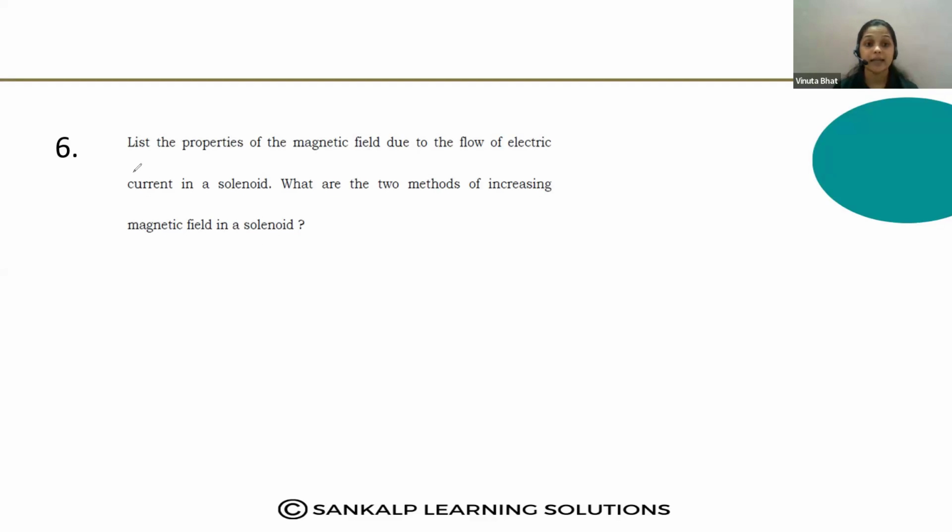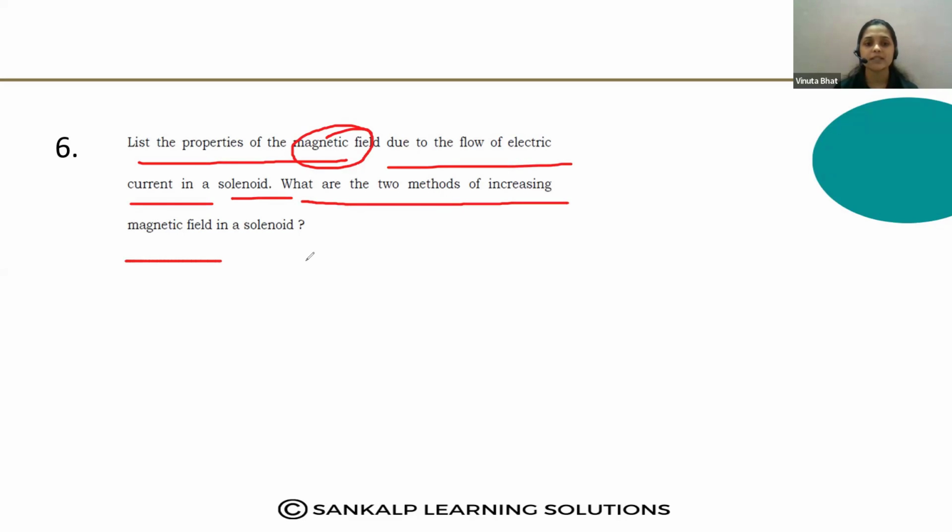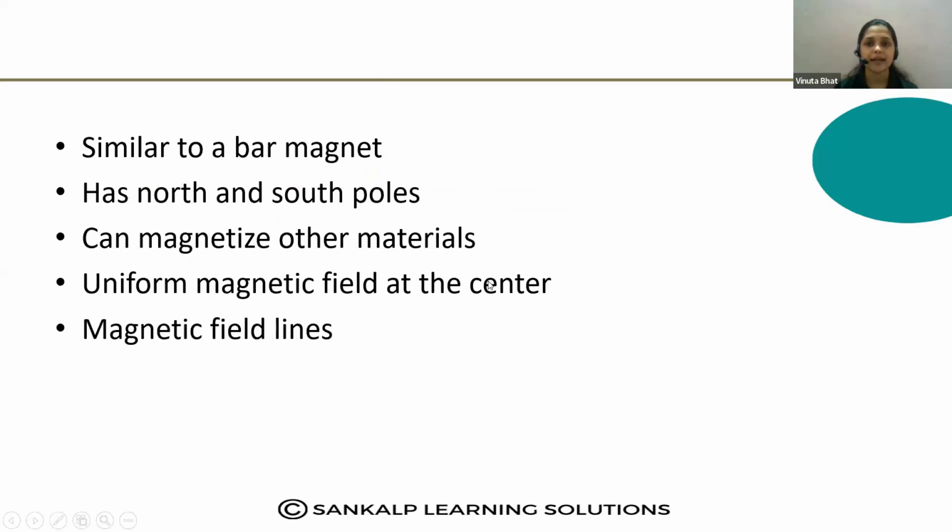So here they asked, you know that the last question was to write the characteristics of magnetic field lines. But here they asked to list the properties of the magnetic field due to the flow of electric current in a solenoid. So what type of magnetic field is produced, how it is, those characteristics you have to explain. First question: what are the characteristics of the magnetic field in a solenoid?